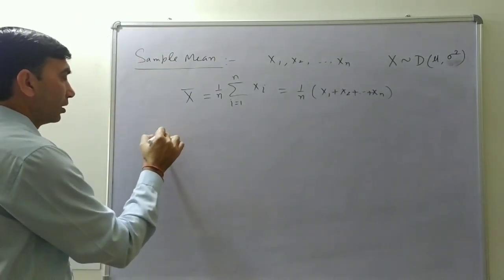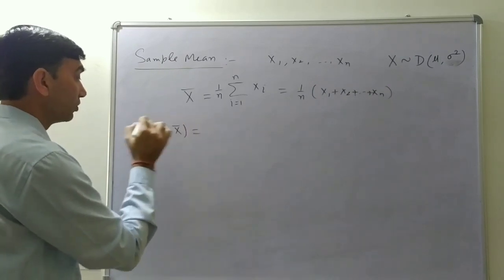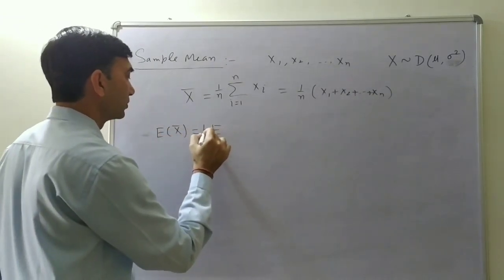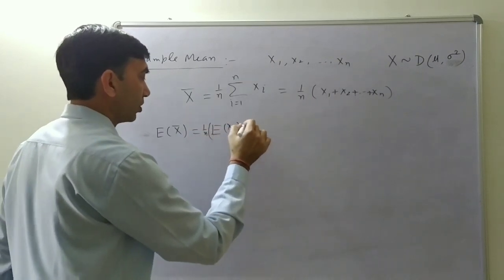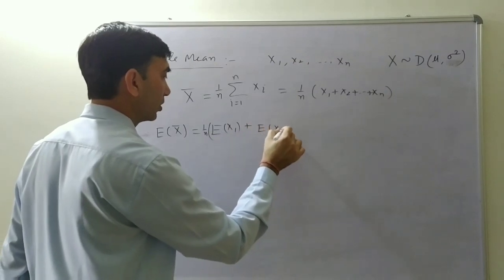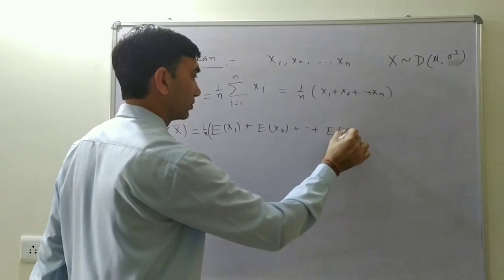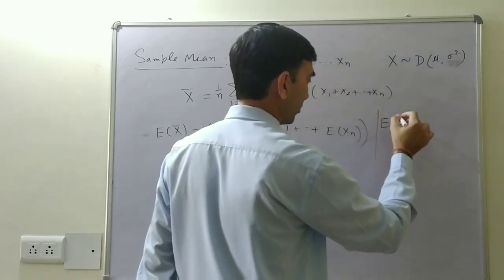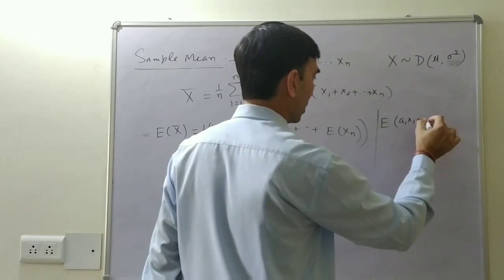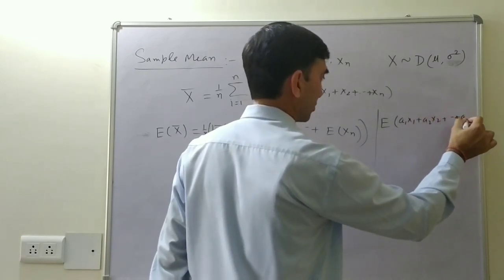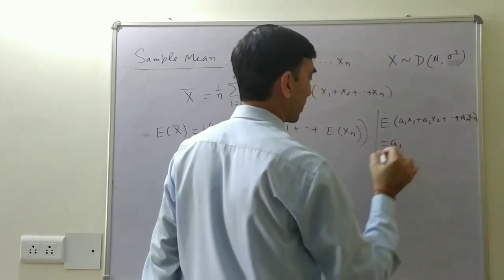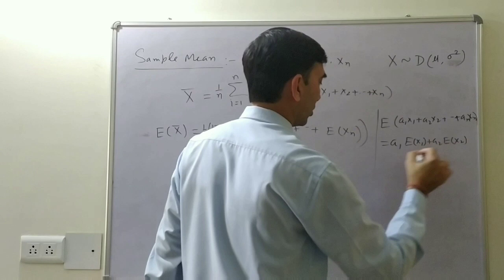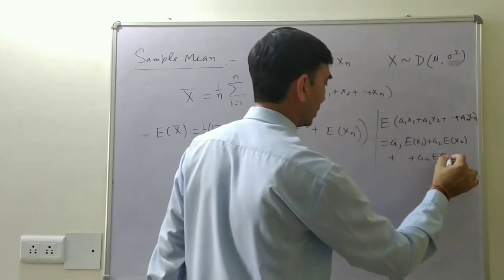Let's calculate its expectation, or mean of X bar. Mean of X bar is given by one by n, E(X1) plus E(X2) and so on, E(Xn). Why is it so? By which property? You recall this property of expectation. If A1, A2 and so on, An are any constants, then the expectation of this linear combination is A1 E(X1) plus A2 E(X2) plus and so on An E(Xn).